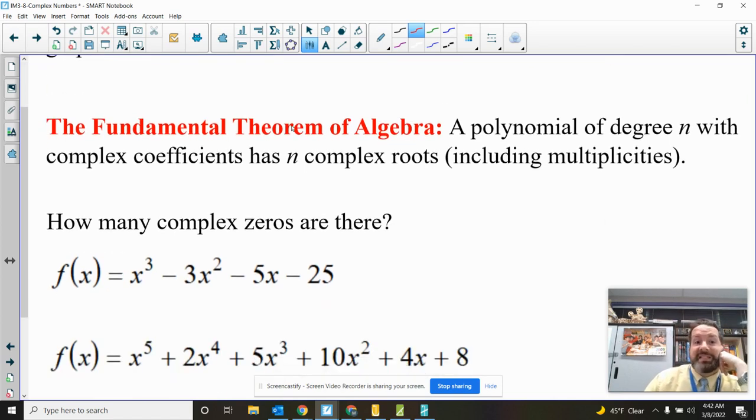But put this together into what's called the fundamental theorem of algebra. It turns out that whatever the degree of your polynomial is, the highest variable exponent, that's how many complex roots you have. Now here, complex includes real. So we're just saying all the roots together, the real and the imaginary and the complex, all in one, the total of those roots is the same as the degree of the polynomial.